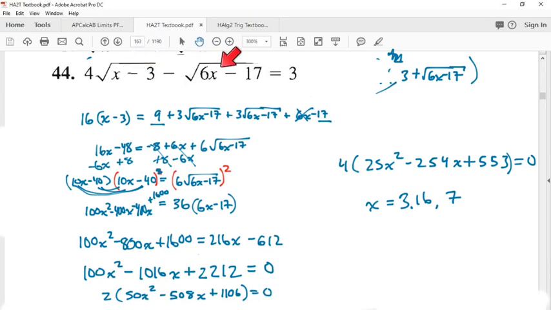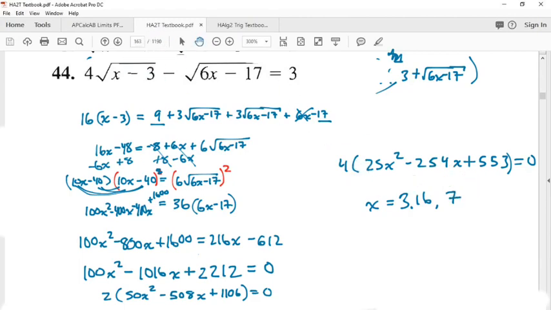If I plug in 3.16 here, what's 3 times 6? 18, which is bigger than that. And we know it's going to be bigger than 18. So 3.16 is good. It checks out. Let's try 7. 7 minus 3 gives me 4. We're good. 7 times 6 is going to be 42 minus 17. We're good. So, looks like both of these are our answers. It's not just if it's negative. We actually have to check it. I did. Okay, let's do the 7 first.